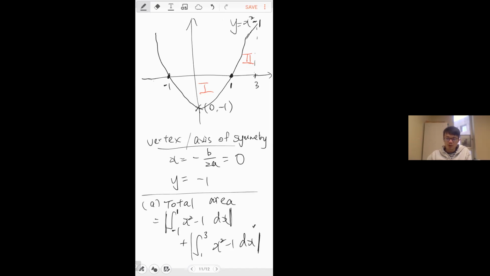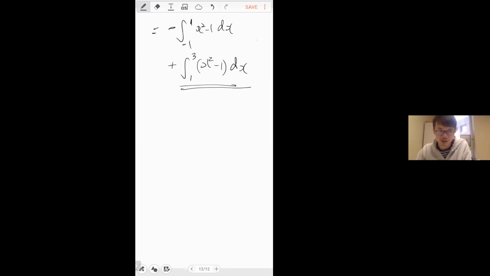For the first term, because I already know that the first region is below the x-axis, when you're taking the absolute value, you are making it positive. That's the same as putting an additional negative sign in front of the integral. Make sense?